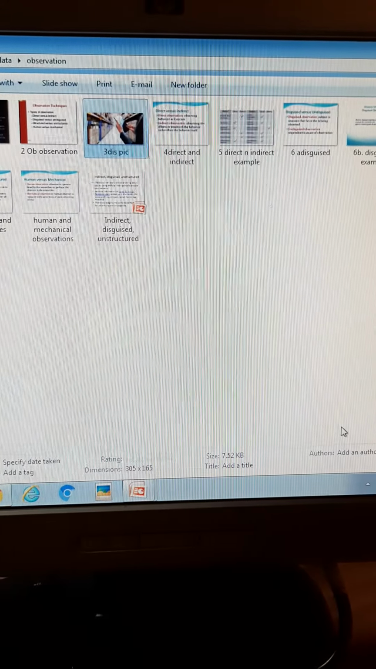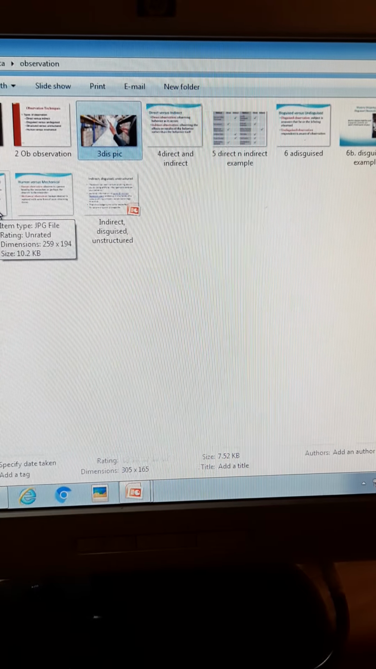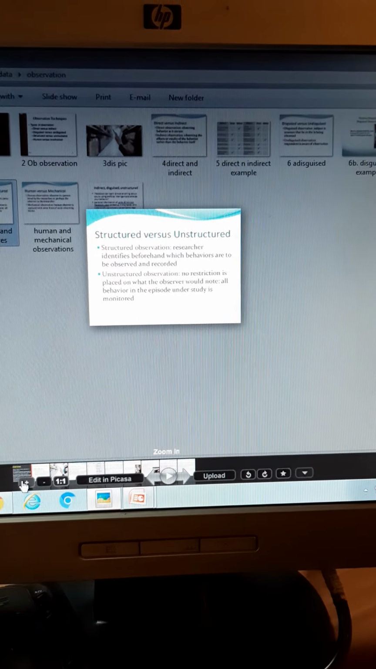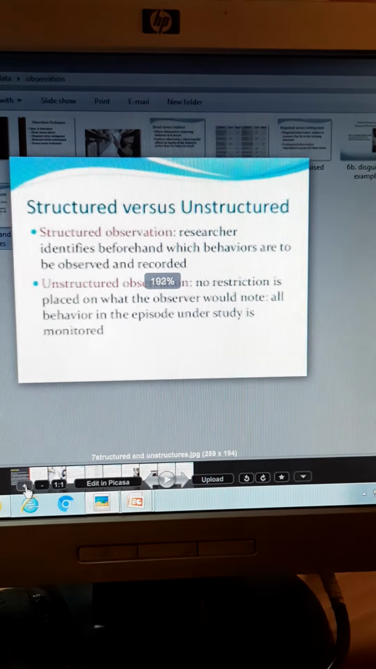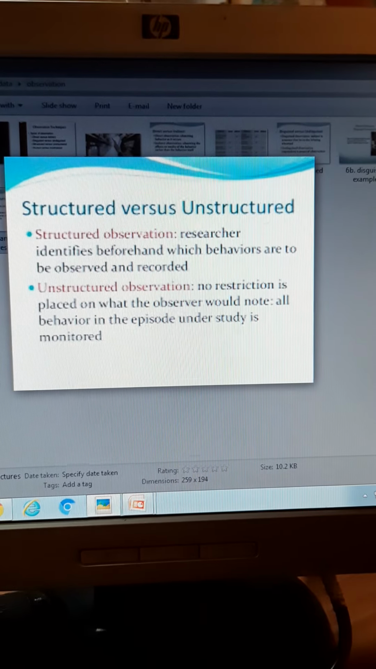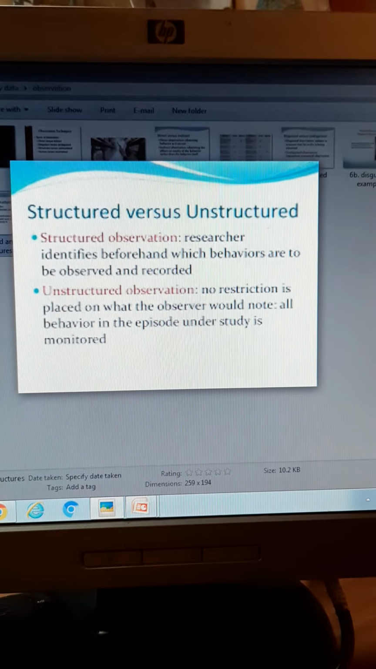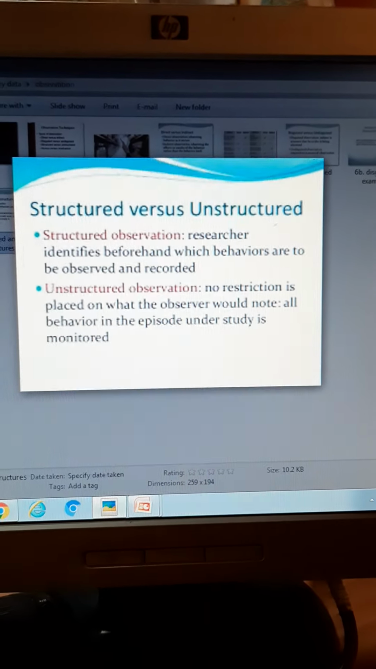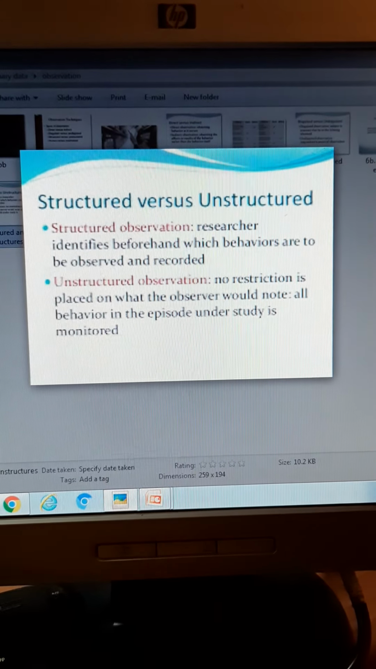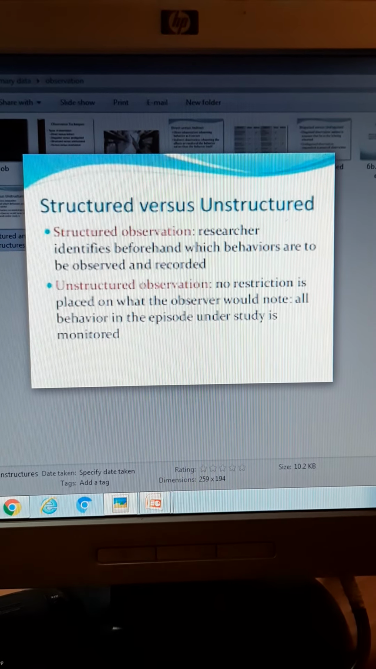So the next one is structured and unstructured. What is structured? Structured is where the researcher identifies beforehand which behaviors are to be observed and records them. Unstructured is where no restrictions are placed on what the observer would note. You see this when a phenomenon is very new, okay, it is unstructured.